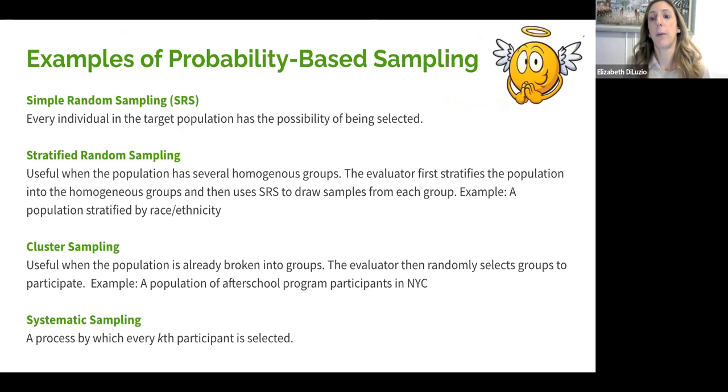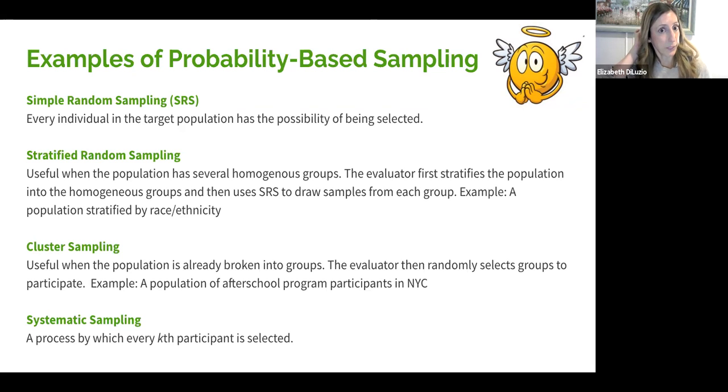So when it comes to probability-based sampling, the most simple is SRS, simple random sampling. And this is when every individual in the target population has the possibility of being selected. So this could be like drawing names from a hat. Everybody has one ticket in the hat, and they're all the same size, the same paper, the same weight, cut the same way. And that is simple random sampling. And then I choose 20 or 30 or 50 or whatever it is that I determined I want my sample to be.